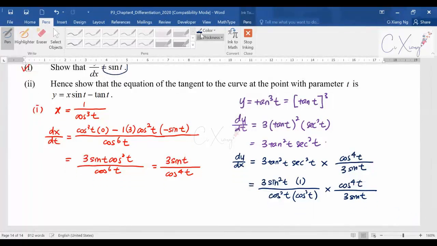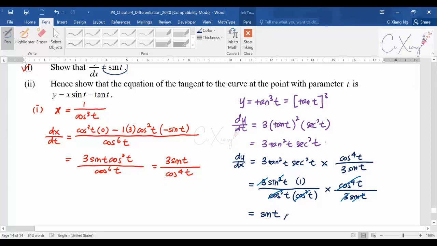Once you expand everything in terms of sine and cos, then you try to simplify. Cos power 4 can be cancelled off with this, 3 can be cancelled off with this also, and sine square can be cancelled with sine. Therefore, very easily, you will see that your final answer is sine t. So this is what I have for my answer of dy dx, and we are done for the first part.